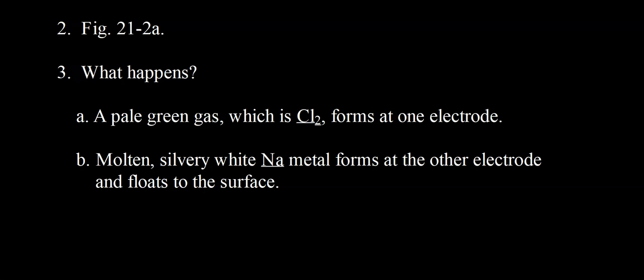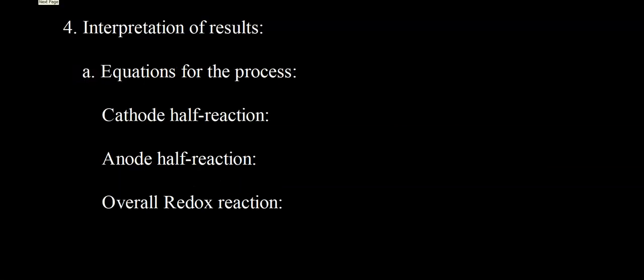Remember, think about what the composition of that substance is. We have molten sodium chloride. So let's interpret the results here. Let's start off with the cathode half reaction. Remember, at the cathode, reduction occurs, and so something is being reduced. Something is gaining electrons.